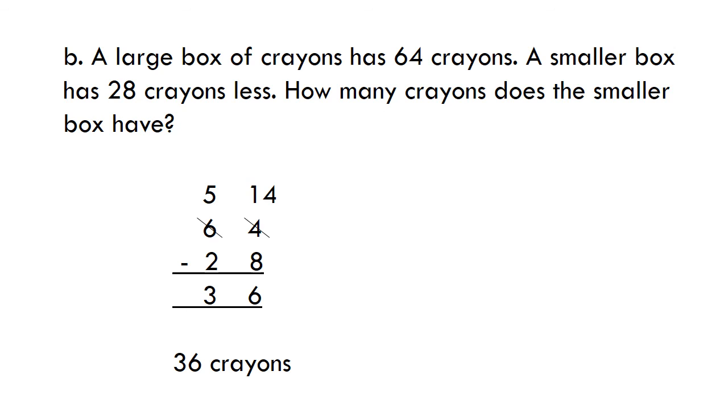Now look at the tens column. 5 is left there. So 5 minus 2 equals 3. Write 3 under tens column. So children, 64 minus 28 is equal to 36. So how many crayons does the smaller box have? The smaller box has 36 crayons. Answer is 36 crayons.